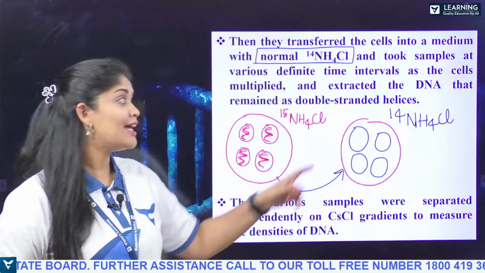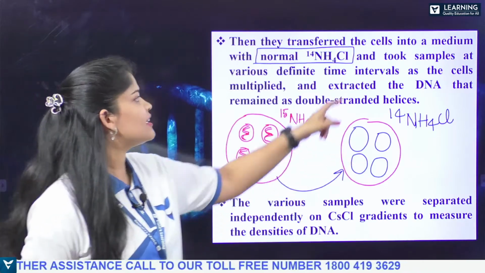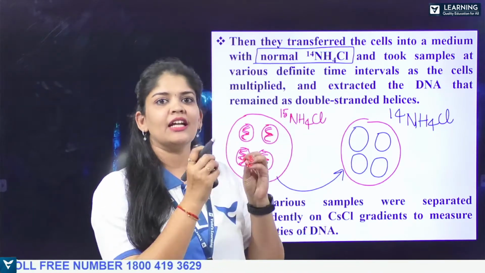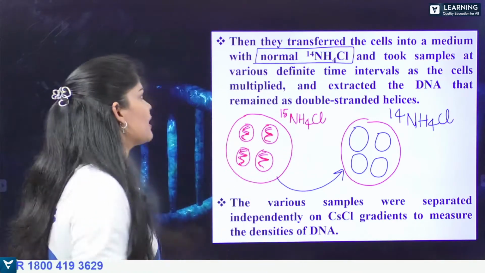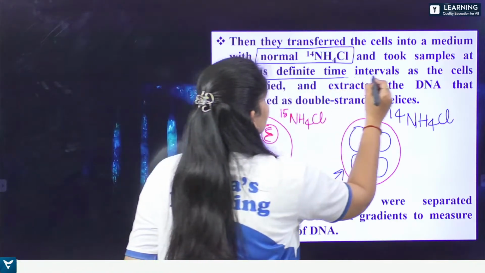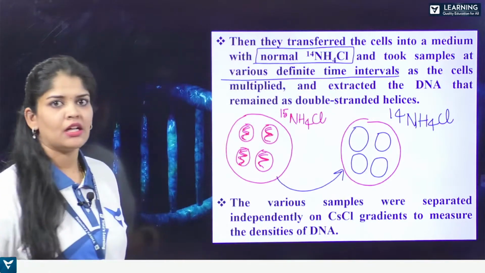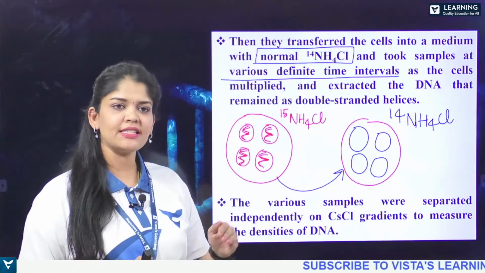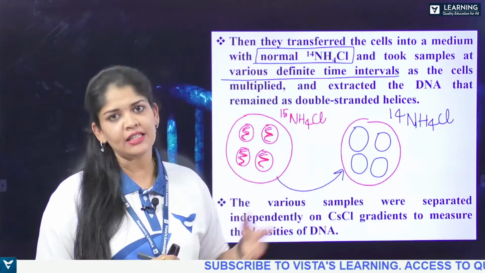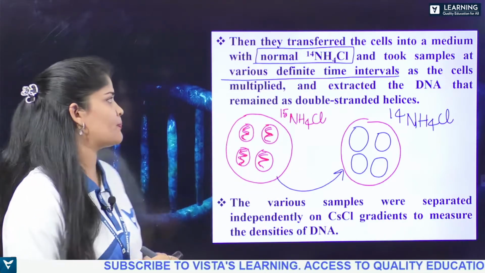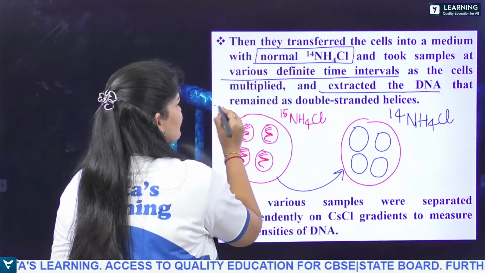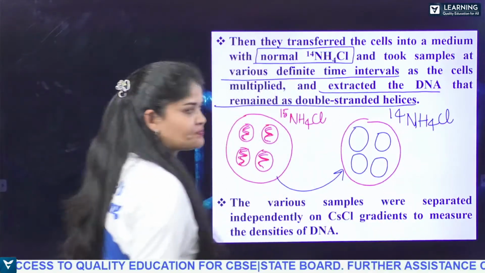After the cells started growing in the new medium, they took the samples at definite time intervals, various definite time intervals. Meanwhile, the cells multiply. That means the cells double their number. Doubling of the cells takes place. And they extracted the DNA, which remains as double-stranded DNA.